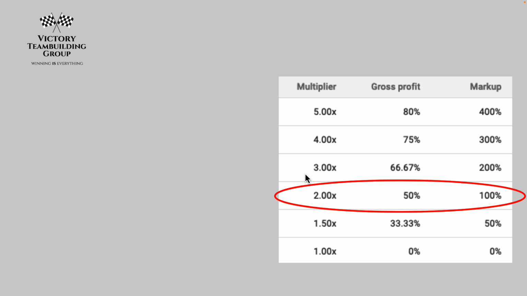Okay. So now let's talk about how we get to 50% gross profit. As you'll see here in our chart, to get to a 50% gross profit, we have to multiply our costs by 2. And that is going to give us 100% markup. Big difference between 50% markup versus 50% margin. One's a 1.5 multiple, one's a 2 multiple.